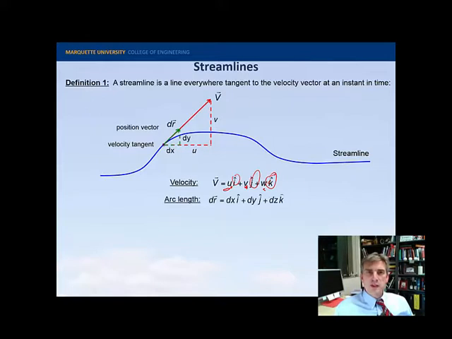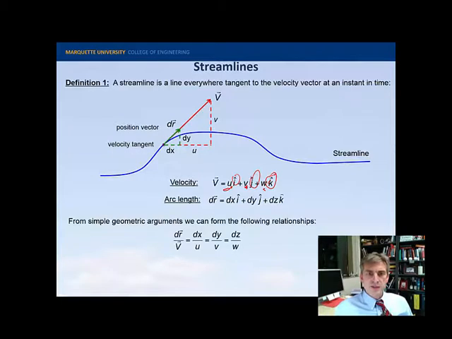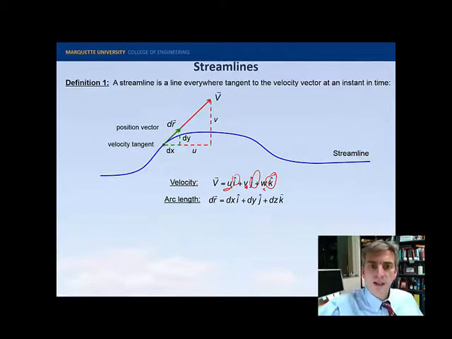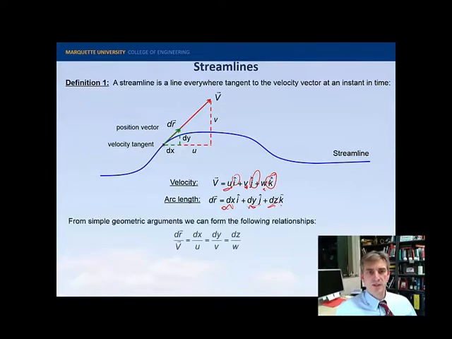And those three scalars can be functions of x, y, z, and t, each one of them. There's also a position vector that we could define, dr, and it has components dx in the i direction, dy in j, and dz in k. So it's just like the velocity vector. So I can take the ratio of those two. It's a simple geometric formulation related to the similar triangle rule, right? So here I have the ratio of the vector r to v, and it forms these other ratios. dx goes to u, like dy would go to v, and dz would go to w.